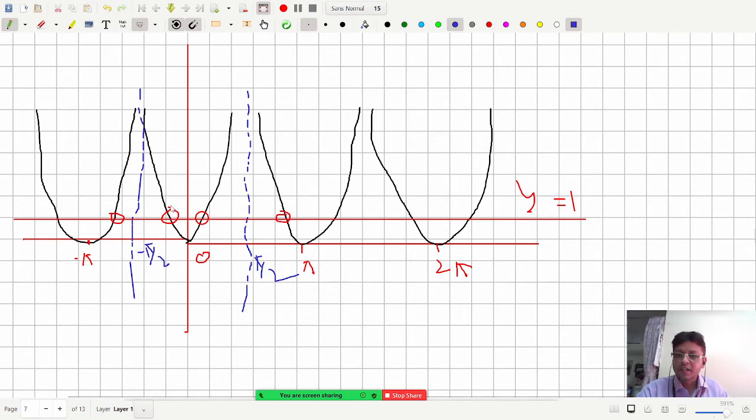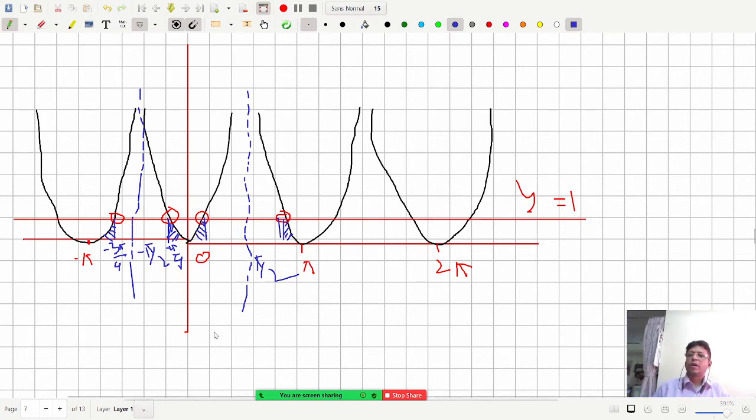Look here. This is your pi by 4, and this is the shaded part. This is your minus pi by 4. This is your minus 3 pi by 4. Let's shade this region. These are the solutions. And this is your pi by 4, and this is your 3 pi by 4. This is also a shaded part.